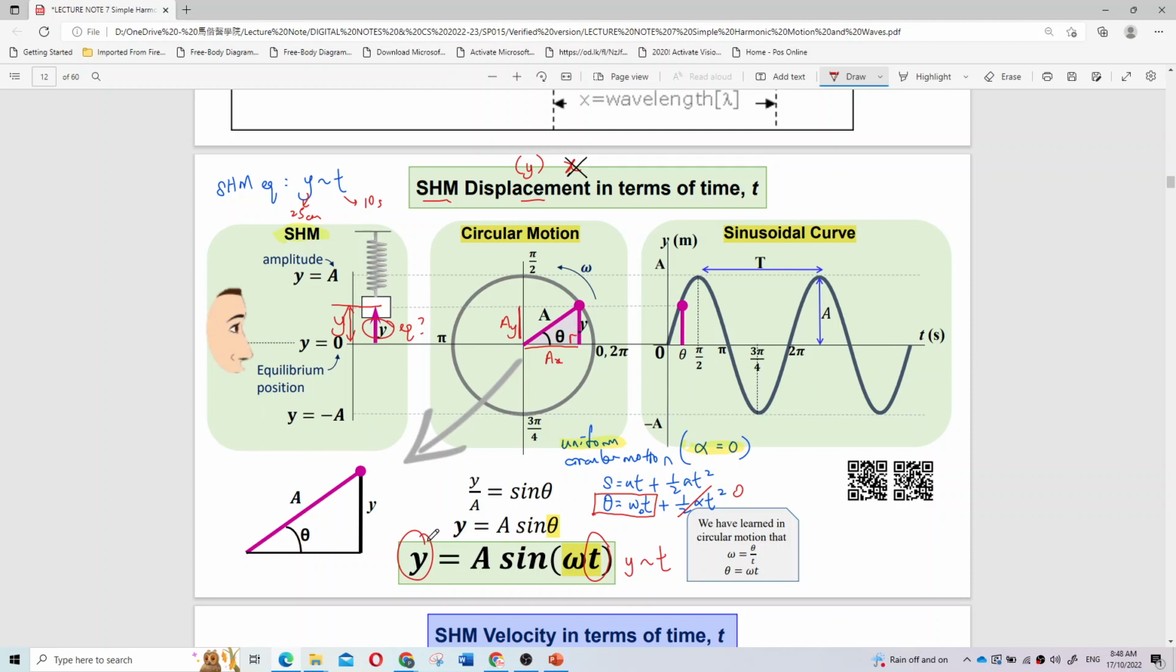The displacement is actually the y component of amplitude. That's why we use the symbol y. And then, you see, this is a sine graph.